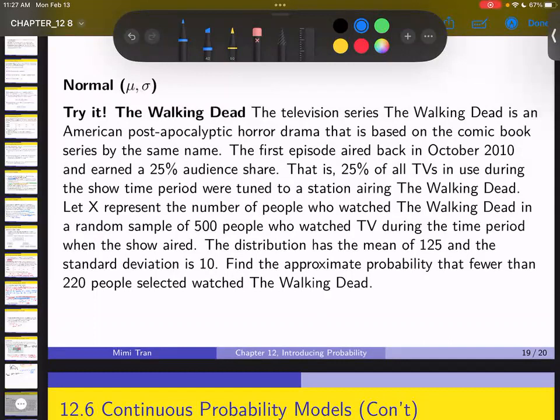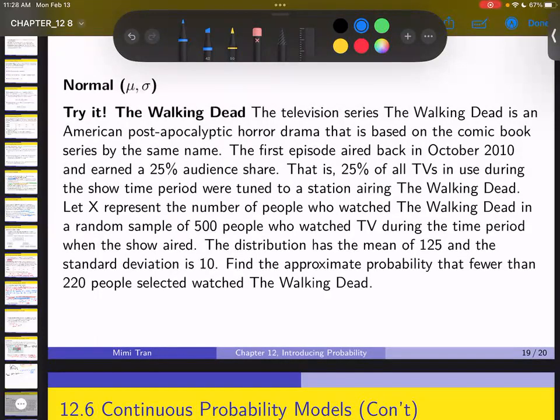Now, let me ask you a question. Forget about the normal thing up there. If you were given this context and you read it, is this a normal distribution? Can you tell this is a normal distribution? Is there anything that indicates this is a normal distribution?